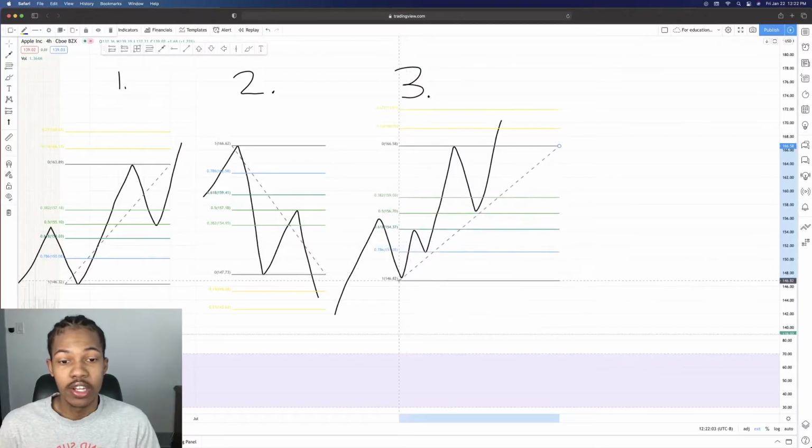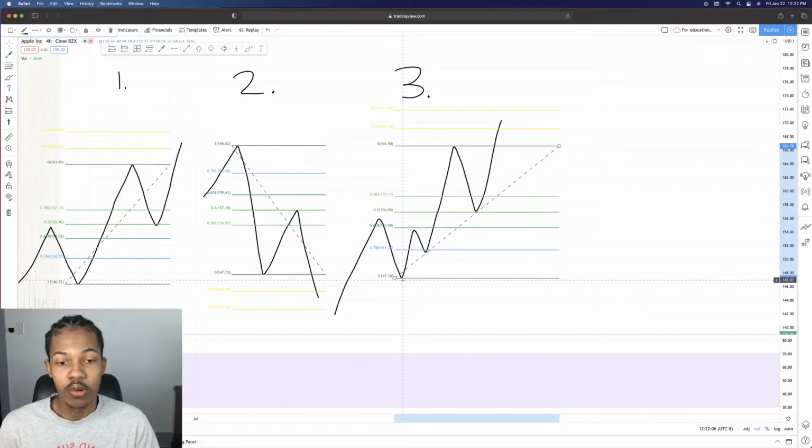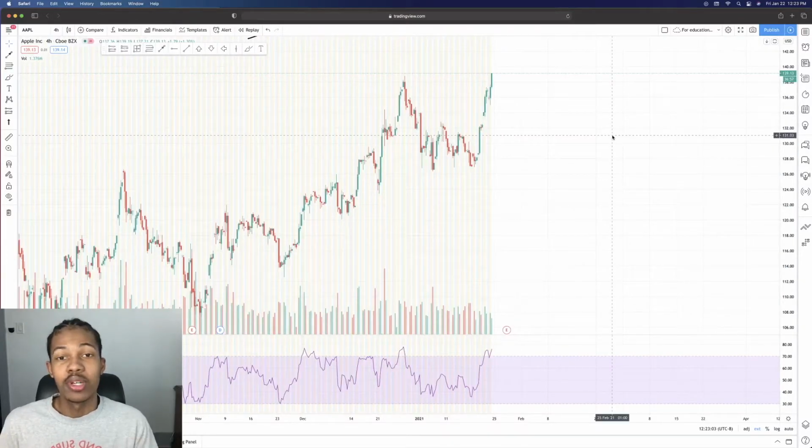Instead, you want to drag it all the way from the actual swing low, and then you'll see that price instead bounces off the 50 and you're having the more correct take profits. All right, so now I'm going to show you 2 examples using Apple and Euro USD to show you how you can implement the Fibonacci tool into your trading.